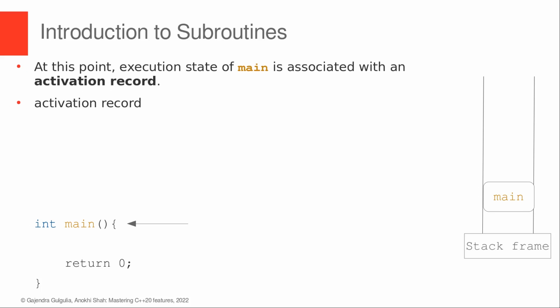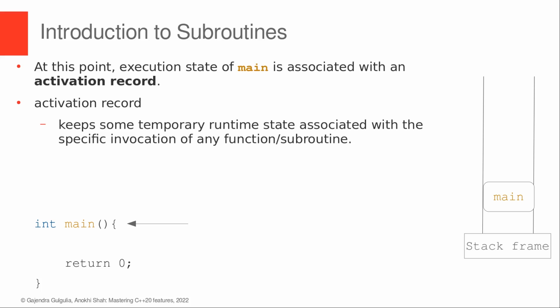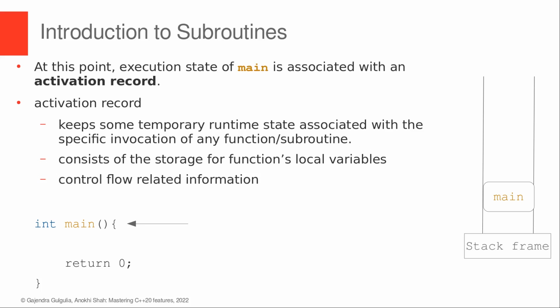What is an activation record? Activation record keeps some temporary runtime state associated with the specific invocation of any function or subroutine. For example, in this case, main has its own activation record. Activation record consists of storage for function's local variable and control flow related information.